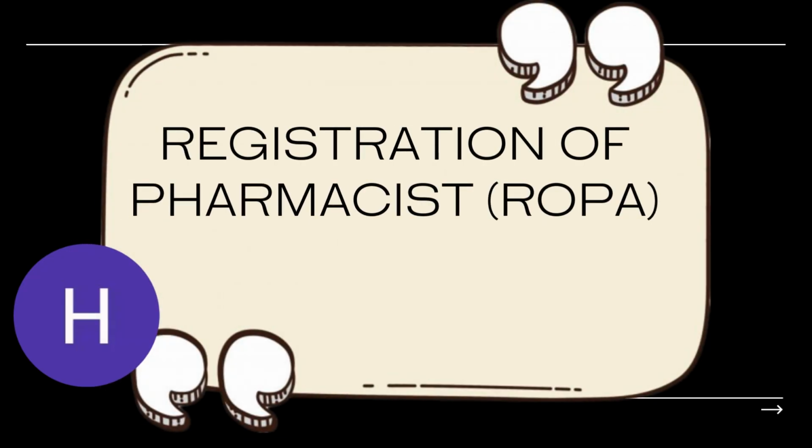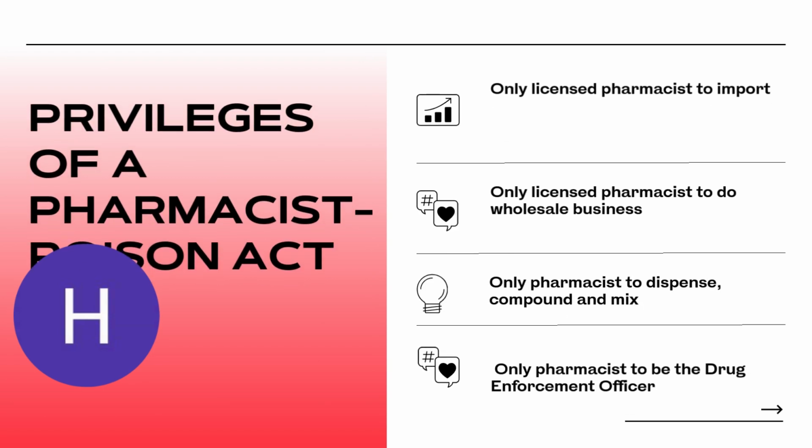Last but not least is the last learning objective, which is ROPA. ROPA means the Registration of Pharmacies. ROPA mentions some of the privileges of pharmacies, stating that only licensed pharmacies can import, only licensed pharmacies can do wholesale business, and only pharmacies can be the drug enforcement officer. And the last one, only pharmacies can dispense, compound, and mix the poison.